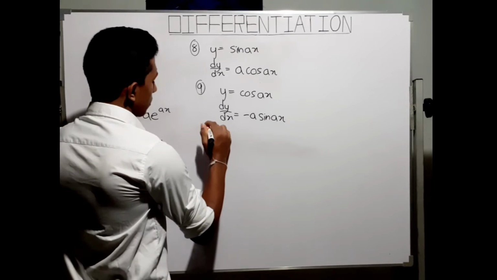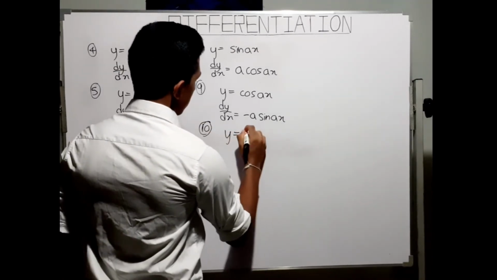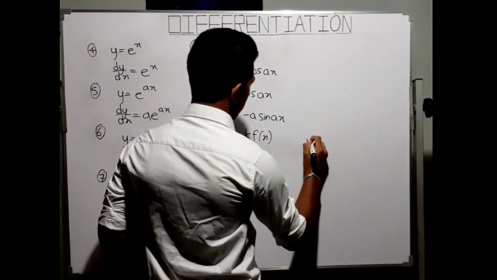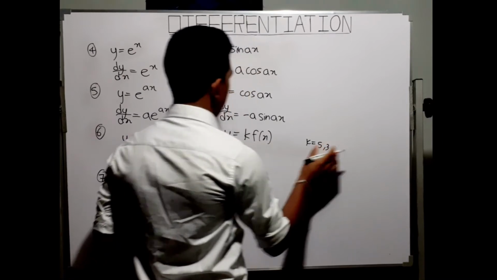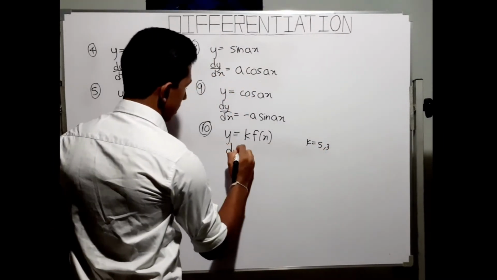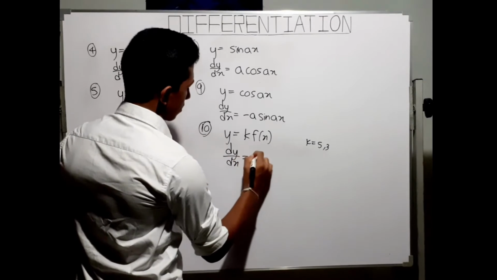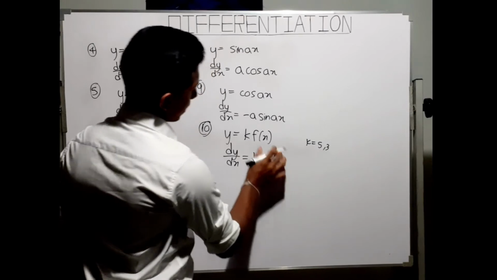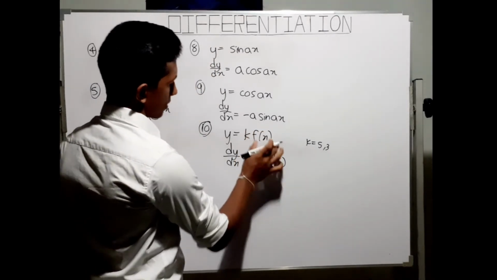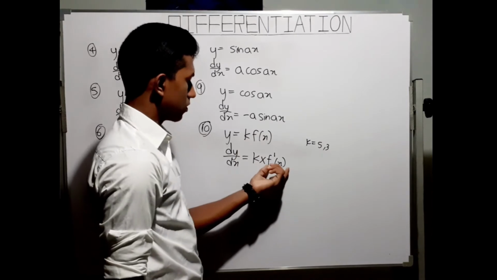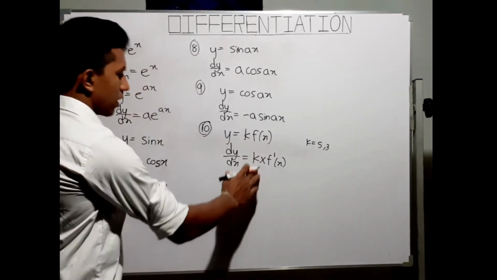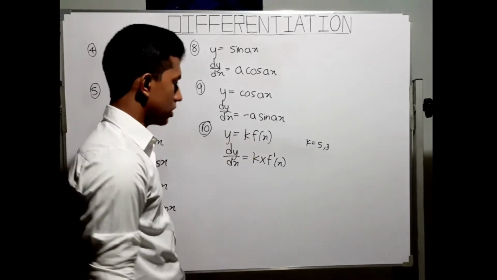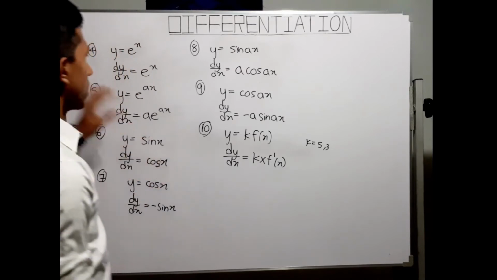So moving on, the 10th rule, y equals k f of x, where k is a constant. So k could be equal to 5, 3, or any number. dy by dx here is going to be equal to k multiplied by f prime x. f prime x is the differentiated version of f x. So f x differential is going to be f dash x, and k remains here. k is a constant. It has no effect on differentiating since there is a multiplication here. So this is what we learned so far.